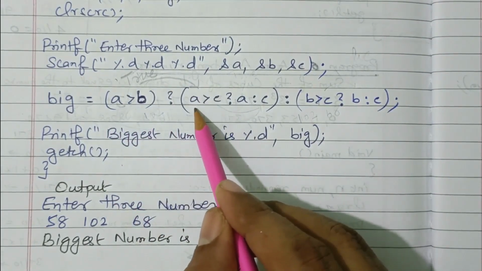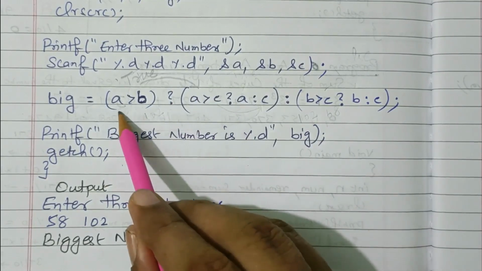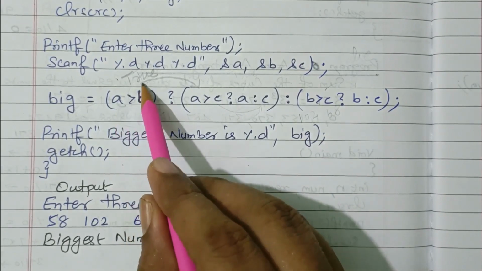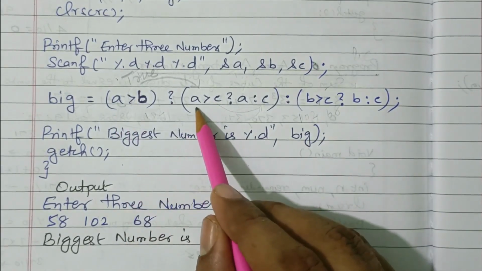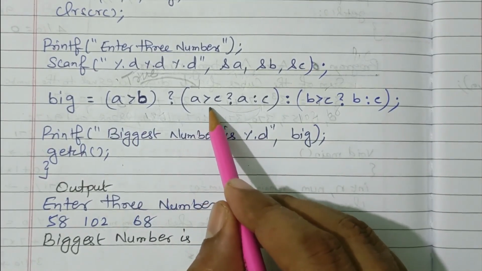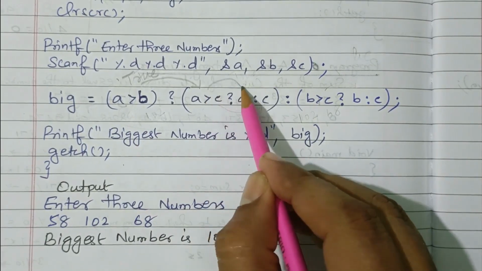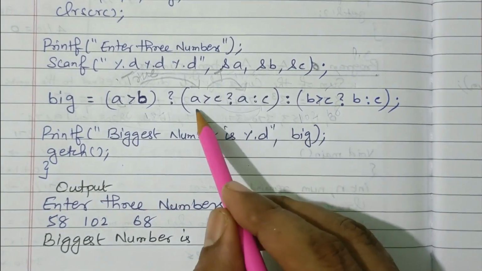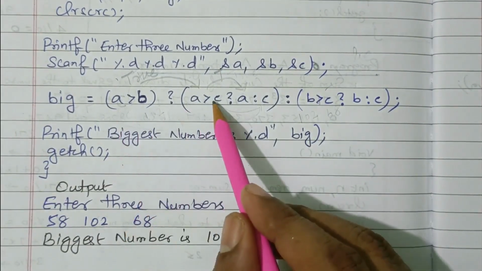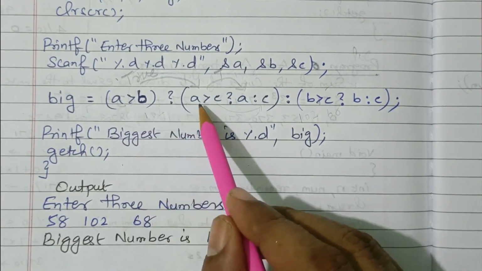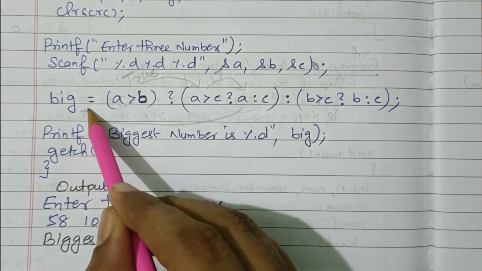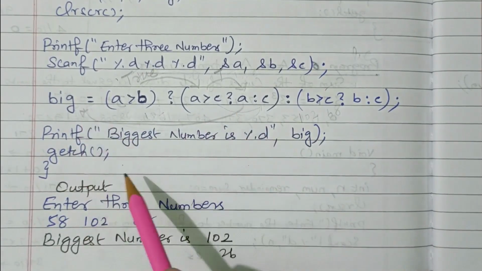But here we need to check A with the C value, because A is verified with B. In that we verified that A is the greater number because of true. Then A should be verified with C. So if this value is also true, A is greater than C, true means it will go to this statement. For the true value, what is the meaning? A is bigger than C also. So both are true, A is greater than B as well as A is greater than C, so we can store A in the variable big. So automatically A will be stored in big.